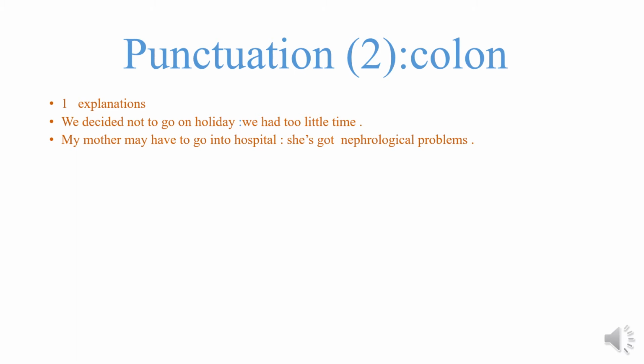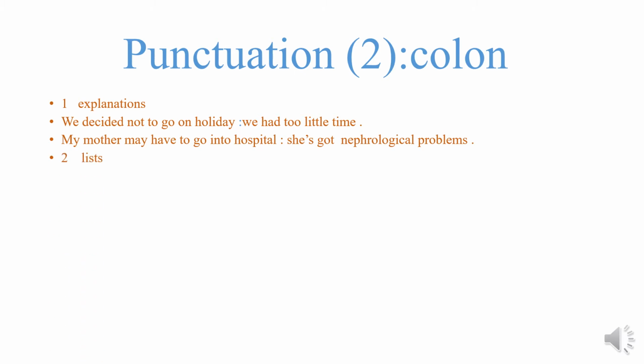You see, nephrological problem means something like kidney problems. The meaning of this sentence is, there is a possibility that my mother has to admit herself into a hospital, and the explanation is she has got some kidney problems or kidney trouble. So that's why we used colon sign in this sentence.